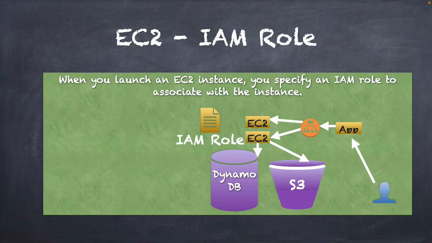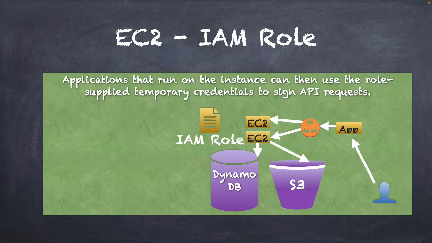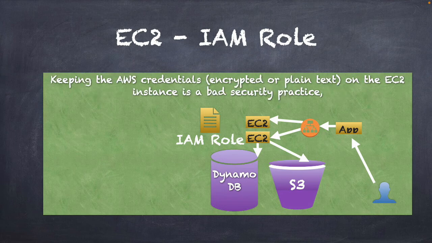When you launch an EC2 instance, you will specify an IAM role to associate with the instance. Applications that run on the instance can then use the role as supplied temporary credentials to sign API requests. But keeping the AWS credentials, as we mentioned, whether they are encrypted or in plain text, on the EC2 instance is a bad security practice and should be avoided, and we use an IAM role instead.